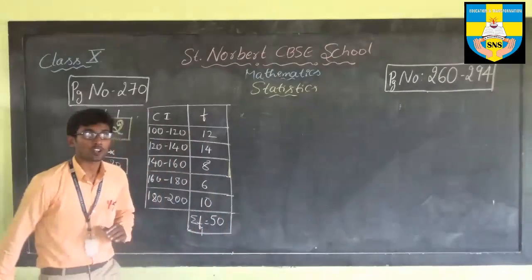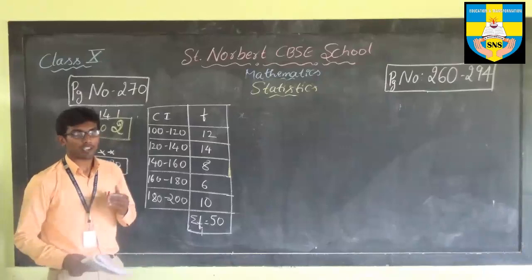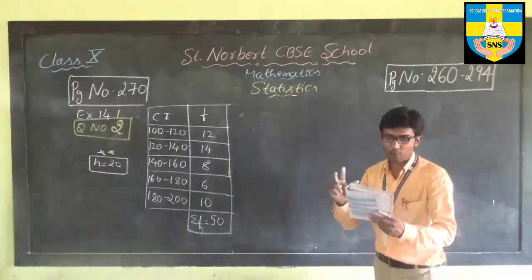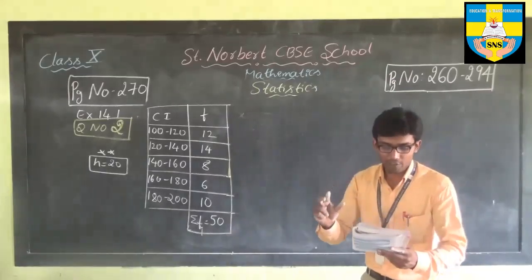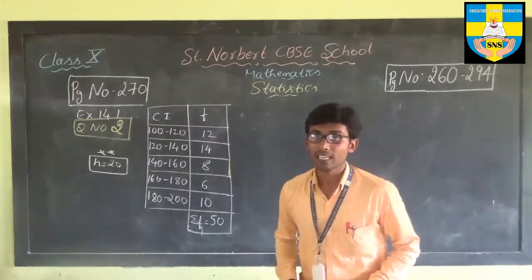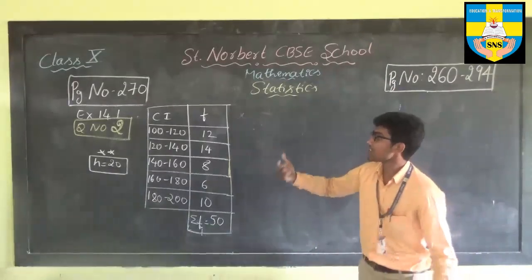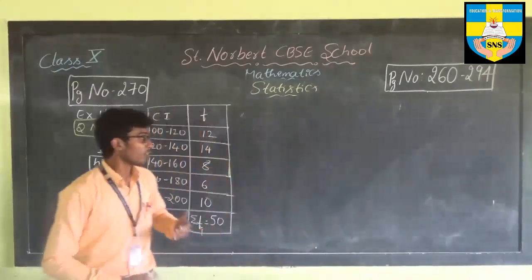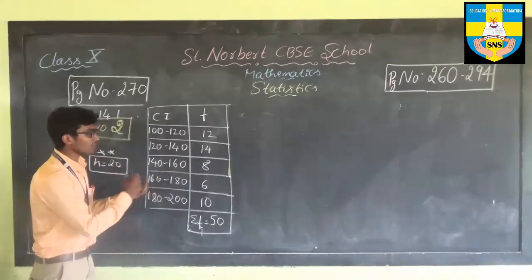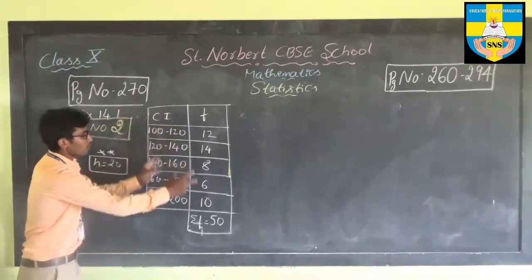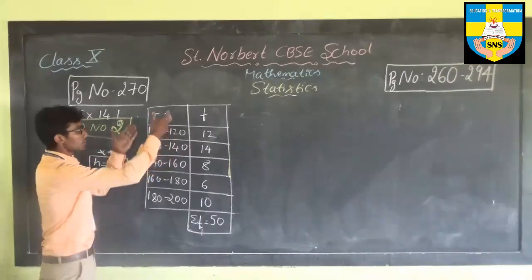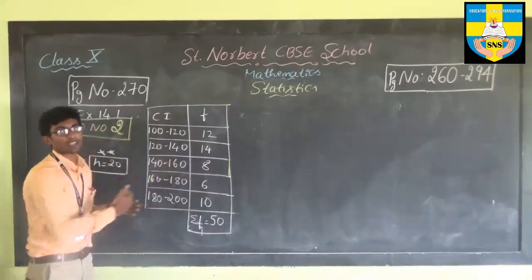Now we are going to start the second problem of exercise 14.1. When you read this question: consider the following distribution of daily wages of 50 workers of a factory, and they are asking for the mean of the data. The 50 workers' information is given. We need to calculate the mean of the data. It's one number for this information. These two columns are given in the problem. It's better if you write in this format in vertical lines.